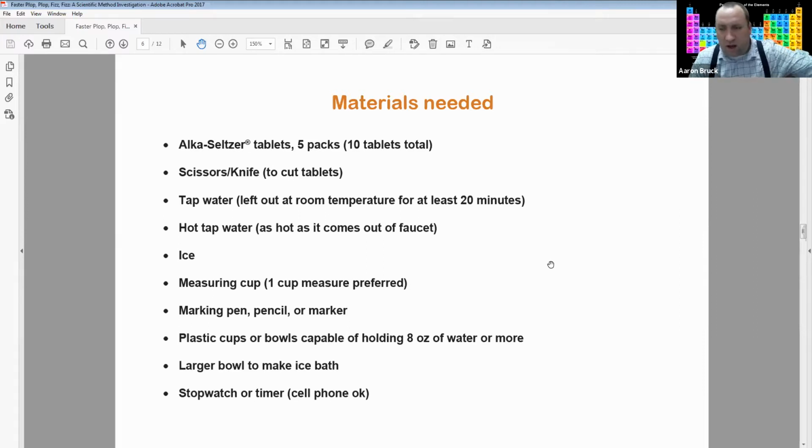Something to mark with so that you can label your hot water and your cold water and your room temperature water as being separate and different from each other. You need some kind of a plastic cup or bowl that's capable of holding about a cup of water, a larger bowl to make the ice bath, and some kind of timing device. Your cell phone is certainly okay for this. If you have a stopwatch feature on your watch, or a timer feature on your phone, all of these would work fine.